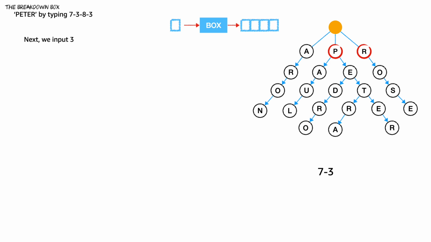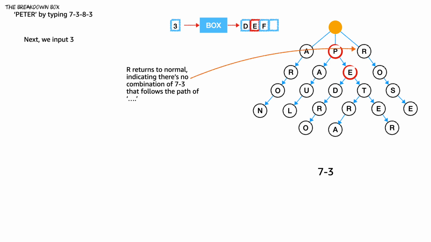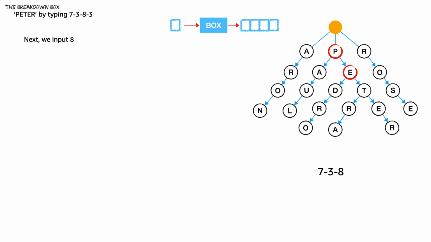Next we have 3. 3 goes into the box and gives us D, E and F. Now E lights up. Note how R returns to normal, indicating there is no combination of 7, 3 that follows the path of Rose. Next we have 8. 8 goes into the box and gives us T, U and V. T lights up in the trie.